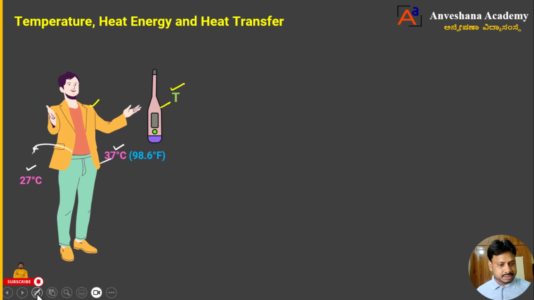The human body temperature, I will write it here, dear students, is 37 degrees Celsius. The ambient temperature is 27 degrees Celsius. There is a change in temperature. Because of this change in temperature, a form of energy is going to transfer from the human body to the surrounding. That energy we call heat energy, dear students. Whether a body is hot or cold is temperature. A form of energy which transfers from a high temperature region to a low temperature region, we call heat energy.